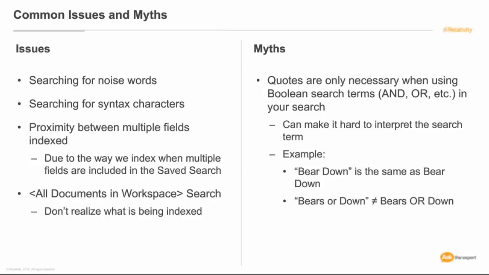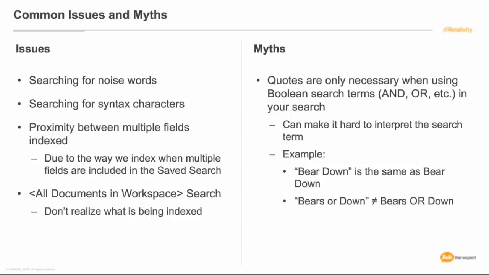Oftentimes we see the All Documents and Workspace search being used. It makes a lot of sense, right? When you're going to build your dtSearch index, you want to include all of the documents, and this is the first item listed in the saved searches. So you just grab that and build your index. But what this is actually doing is taking all the fields from your keyword search index and including them in the dtSearch index, in the order that they were created, because it's going off of artifact ID.